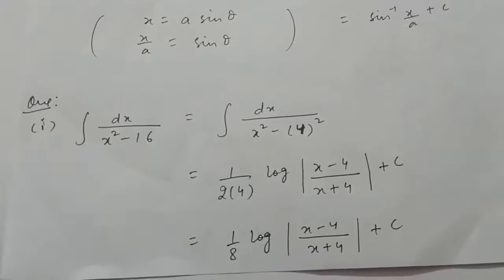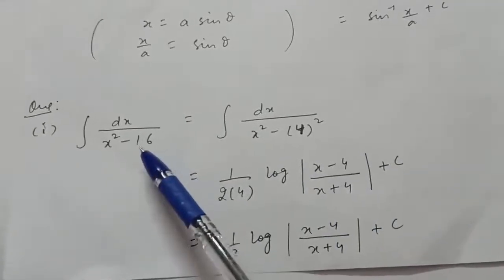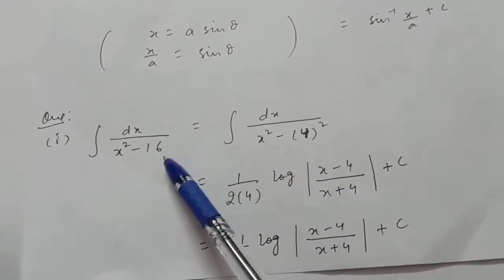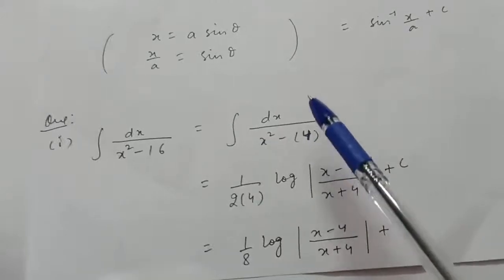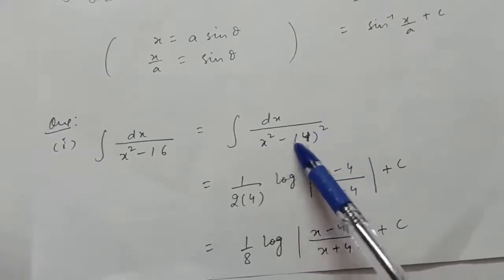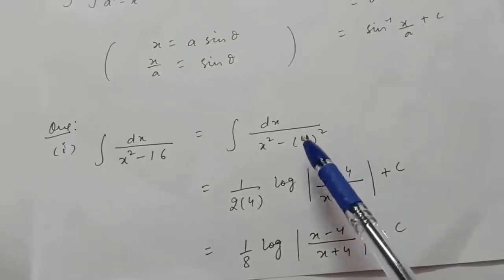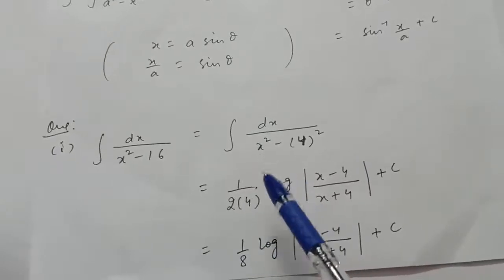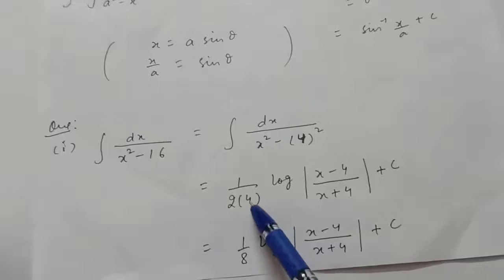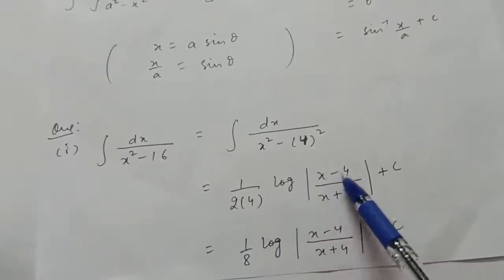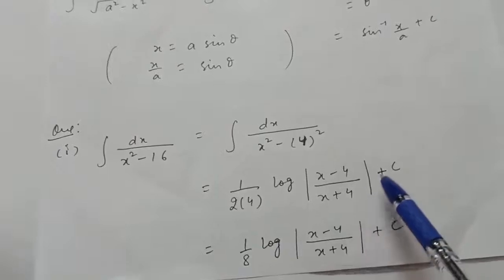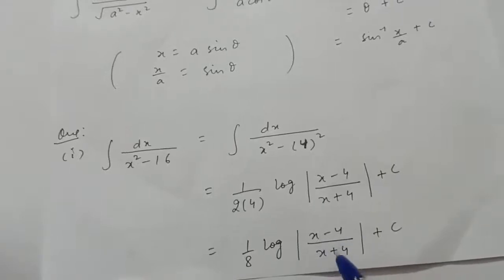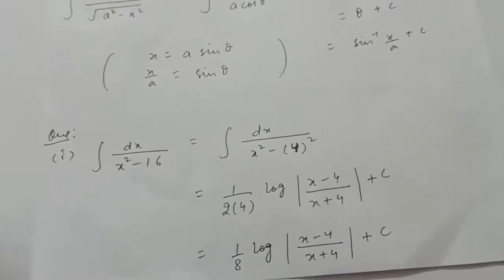So if they ask you the integral of 1 upon x square minus 16, 16 can be written as 4 square. Now apply the formula of 1 upon x square minus a square. Here a is 4. So integral of 1 upon x square minus a square, we discussed in the previous lecture. It is 1 upon 2a, here a is 4, into log x minus a upon x plus a plus c. So this will be 1 by 8 log mod x minus 4 upon x plus 4 plus c.